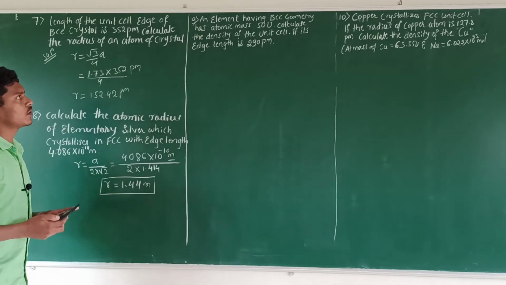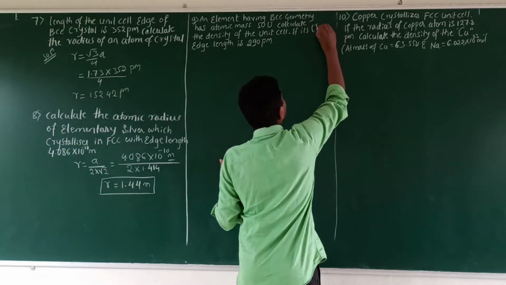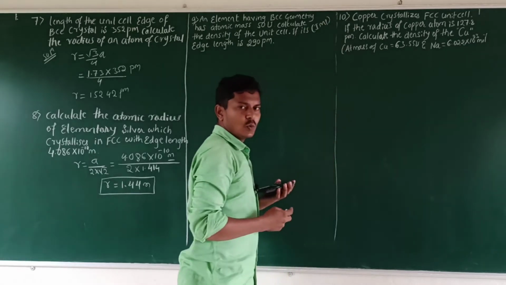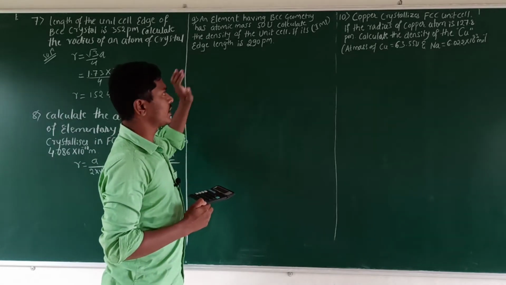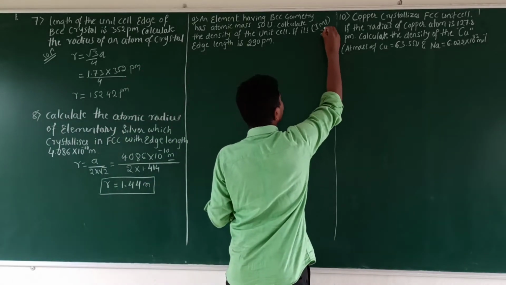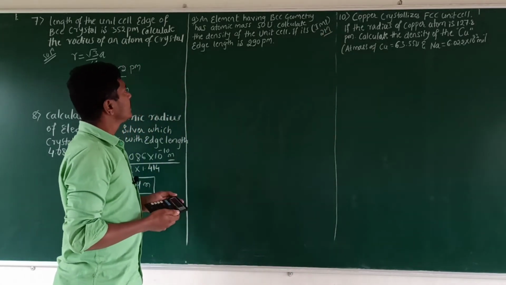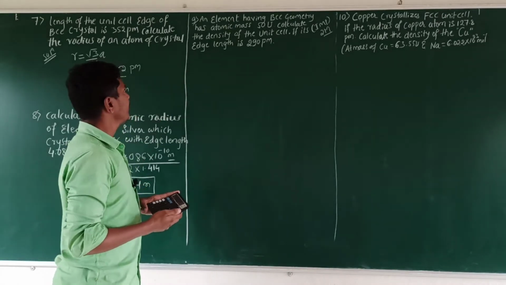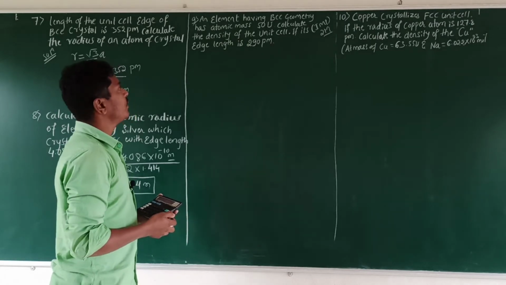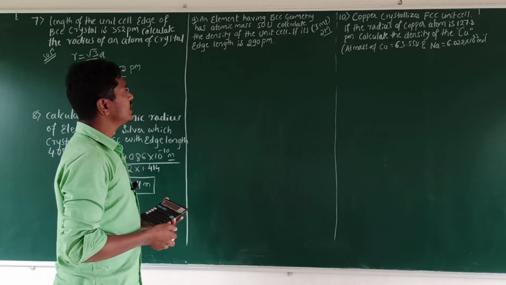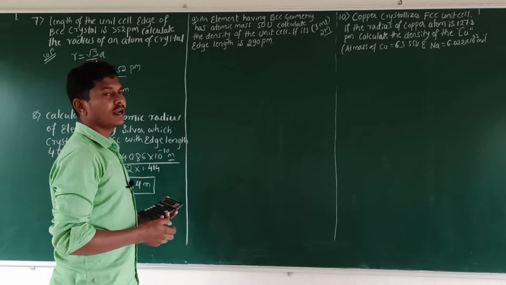Okay, next problem. It is very important for your annual examination for 2 marks. It may appear in question number 11 or question number 27. It is a 2-mark, density oriented question. See, an element having a BCC geometry has atomic mass 50 unit. Calculate the density of the unit cell if its edge length is 290 picometer.